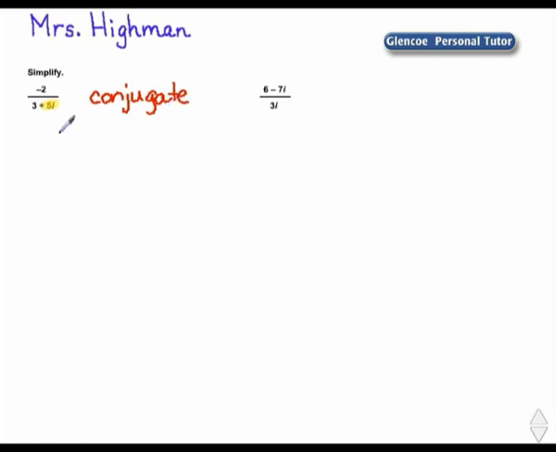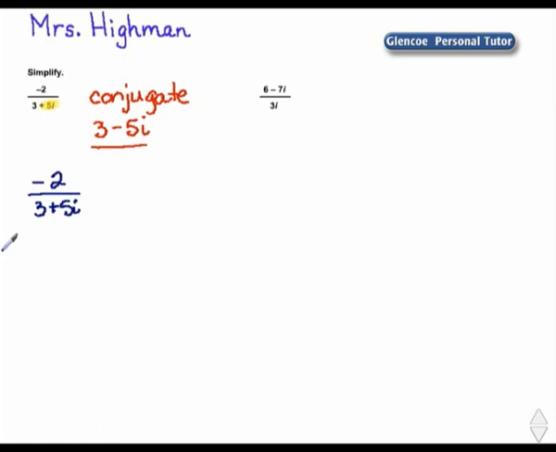And the conjugate of 3 plus 5i would be 3 minus 5i. And we need to multiply both the numerator and the denominator by this same value because in a sense that's just multiplying by 1, and so we don't change the value of our expression, we'll just simplify it. So we'll start first by rewriting. We have -2 over 3 plus 5i.